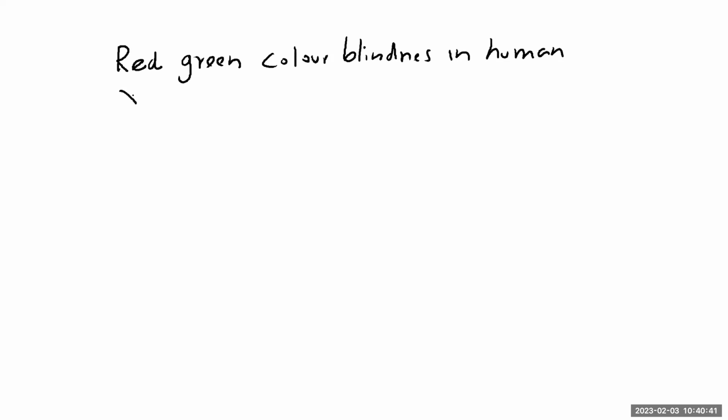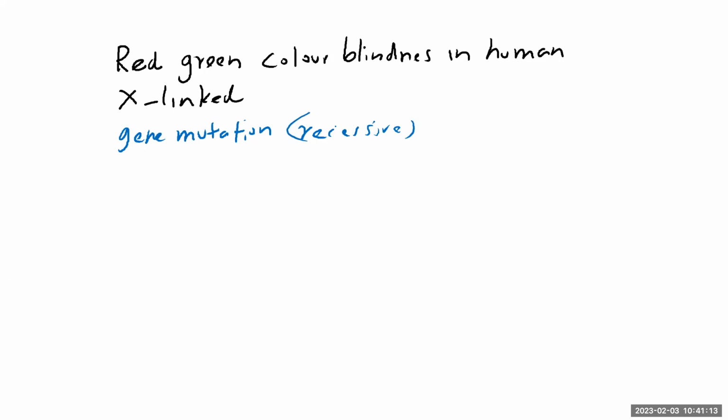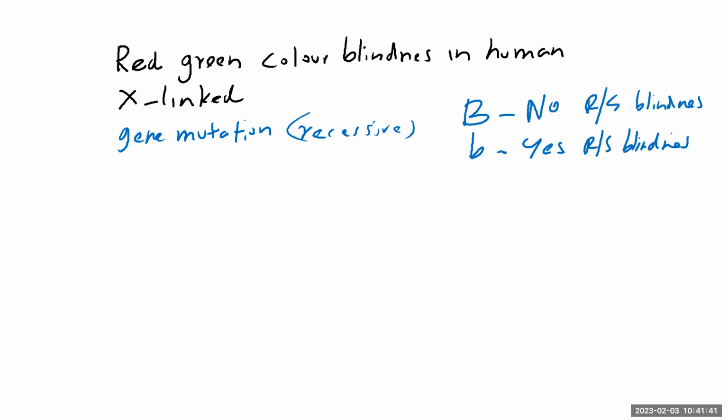So red-green color blindness is X-linked. Now this is due to a mutation of the gene. And it is recessive. That means capital B, no color blindness. Small b, color blindness. Red and green blindness. Right? No red and green blindness, capital B. Small b, there is red and green color blindness.